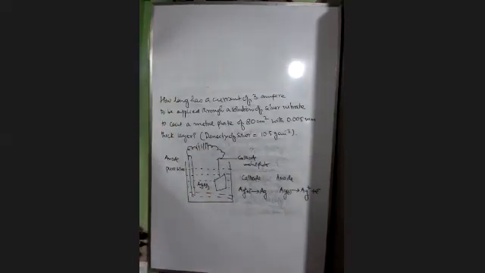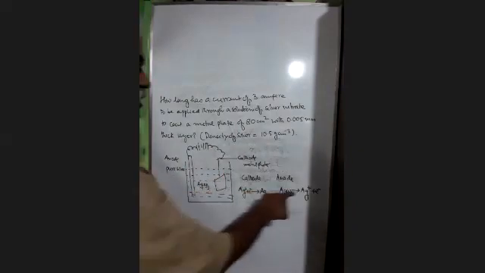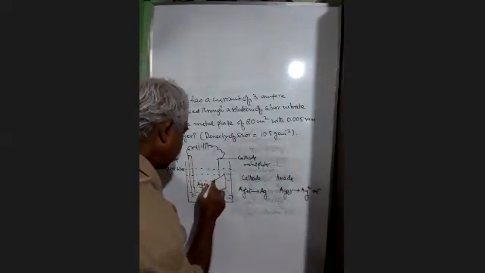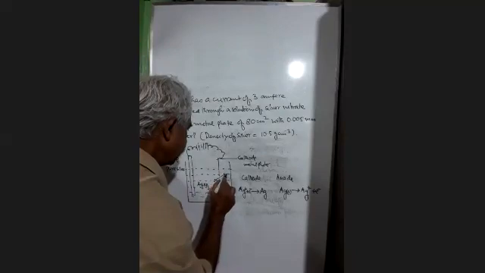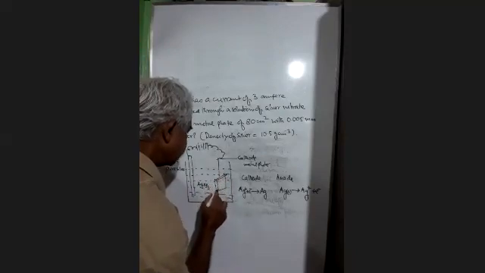In gold-plated ornaments, what do they do? They put the ornament made of silver here. Instead of silver, they will take pure gold, and here they will take gold salt. Now the gold from the gold salt will go and deposit, and the gold from here will go into the solution. See, this is going to the solution. So how much do they want? This is the thickness.